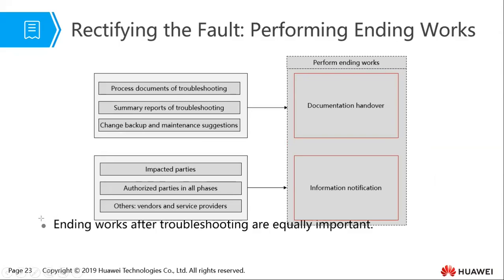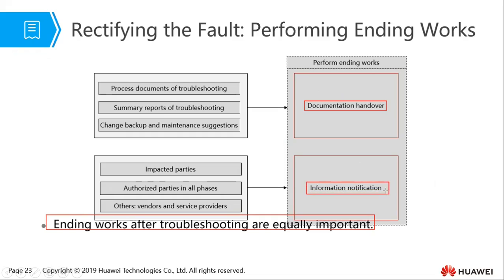So ending works, they're very important. So here we're just insisting that they're very important. And ending works will include documentation handover and also notifying the user. So documentation handover, for example, the process documents for troubleshooting, what you use to be able to allocate that root problem, the summary reports for troubleshooting, like how long you took and such like things, and any change, backup, or maintenance suggestions. So those are some of the documentations that you might need to hand over.